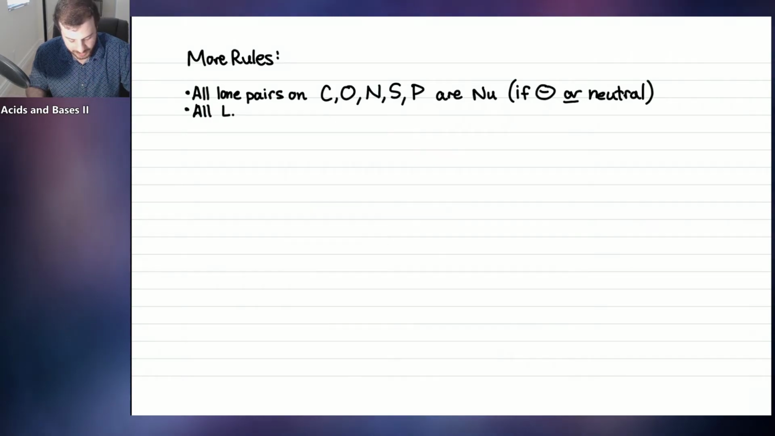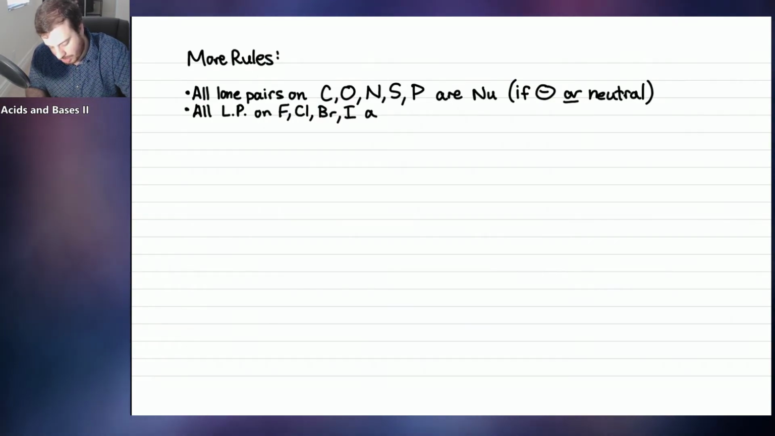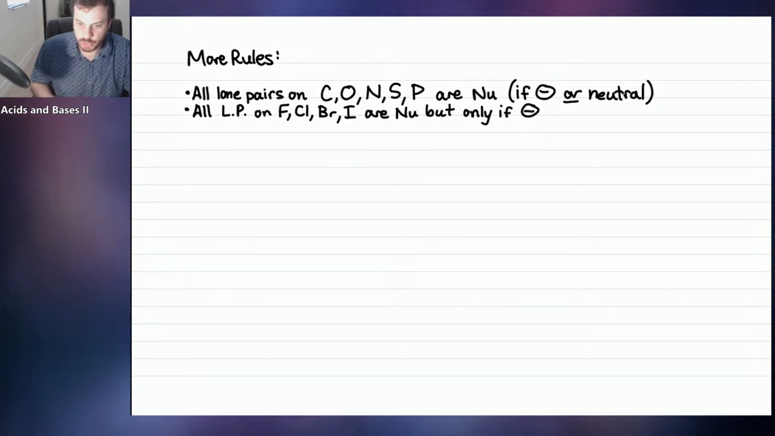All lone pairs, I'm going to abbreviate that LP, on halogen atoms like fluorine, chlorine, bromine, and iodine are nucleophilic, but only if negative. Meaning a neutral chlorine has lone pairs, but it is not nucleophilic. Only negatively charged chloride, bromide, iodide would be considered nucleophilic. So those are some tips to help you spot some nucleophiles.